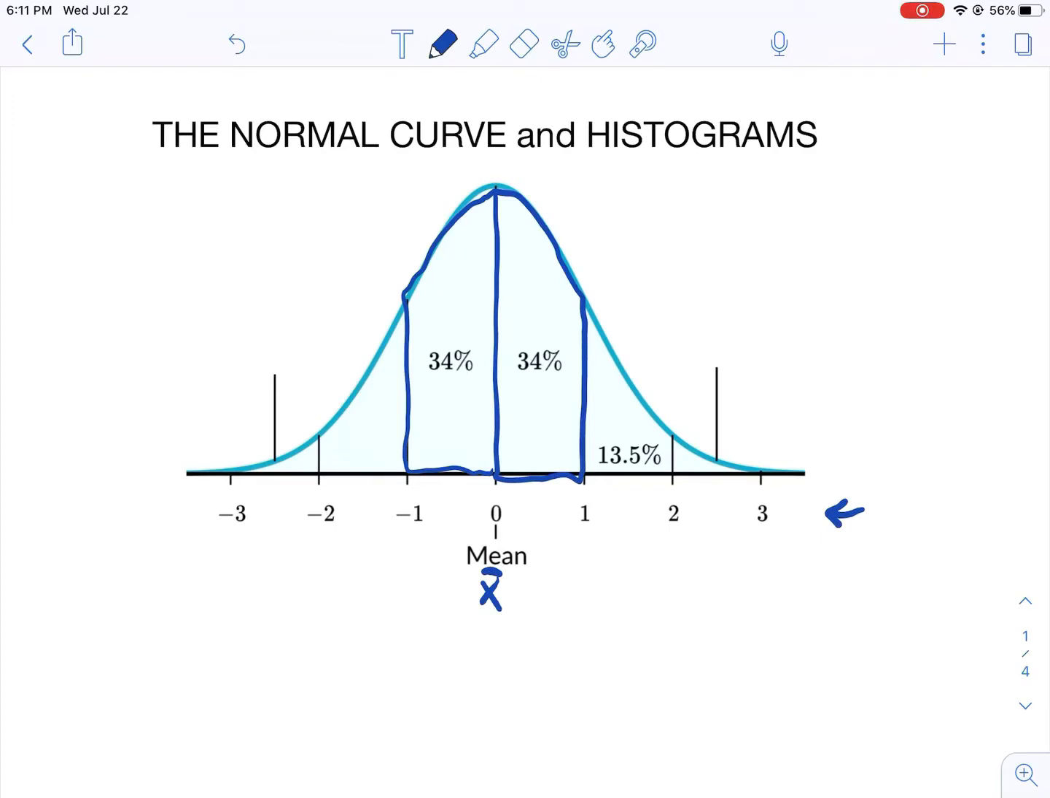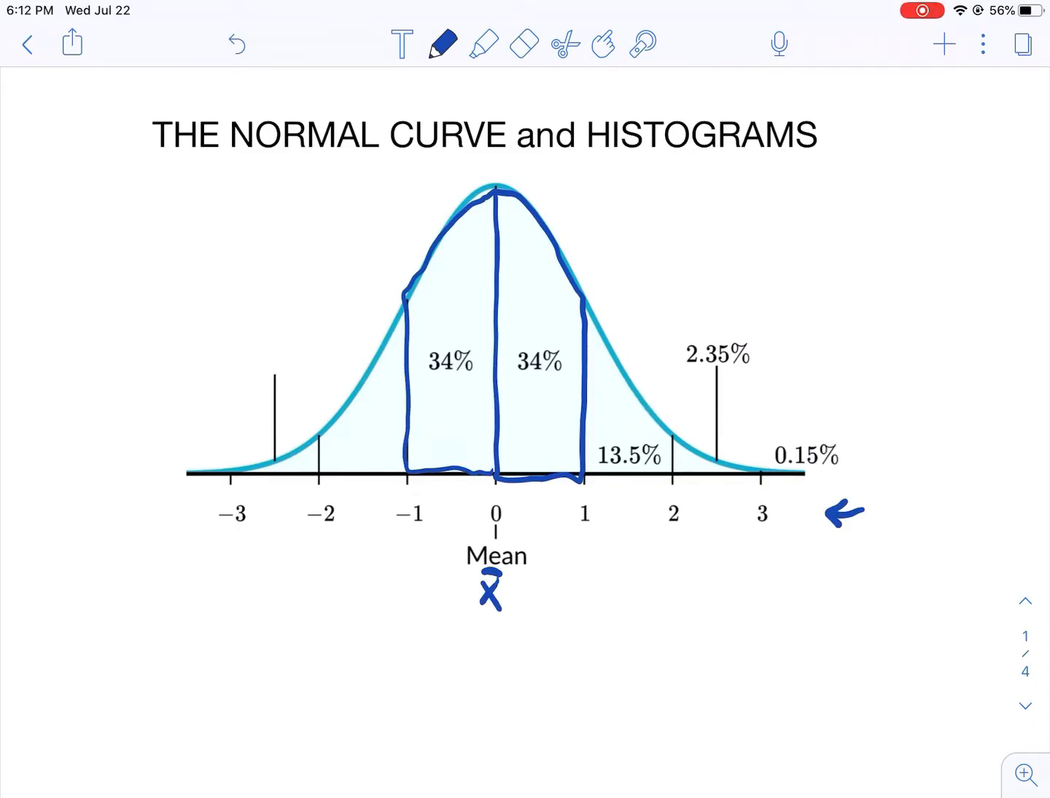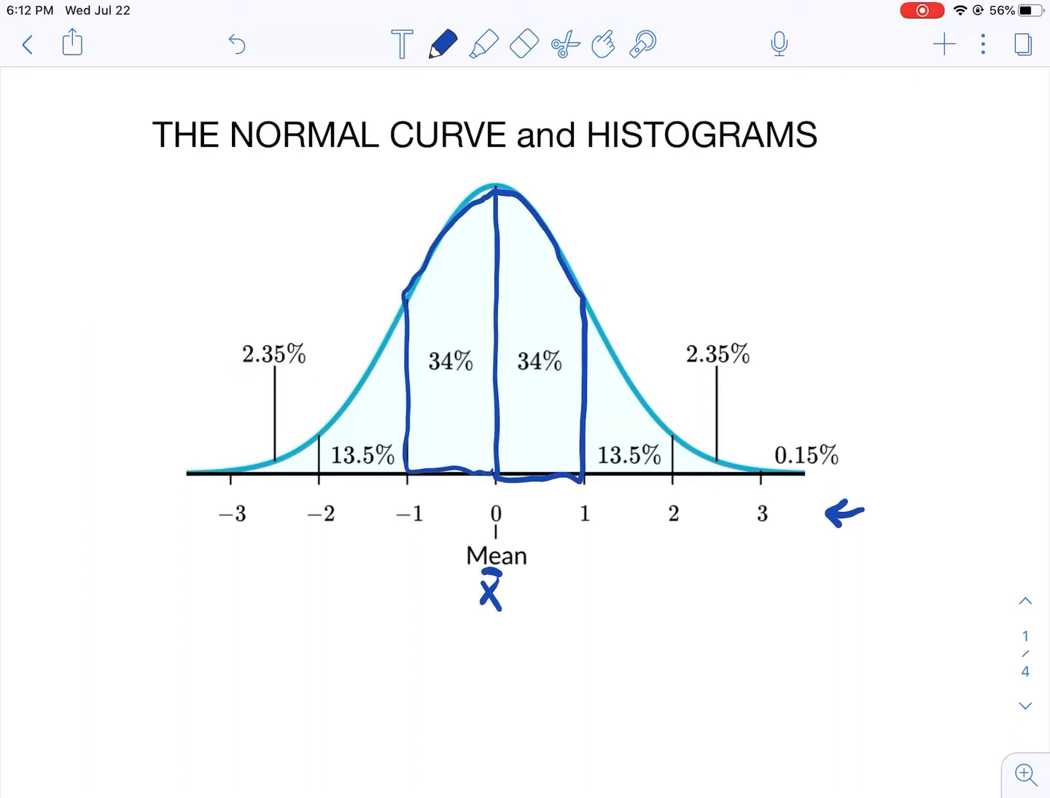Most of the data, 68% of the data, is in between that first set. This little tiny region right here is 2.35%, and then that's almost everything. Just outside that, we have 0.15%. And of course, we said that this is symmetrical. So over here, I have another 13.5%. Over here, I have another 2.35%. And then outside here, I'll have another 0.15%. So it goes up and down.